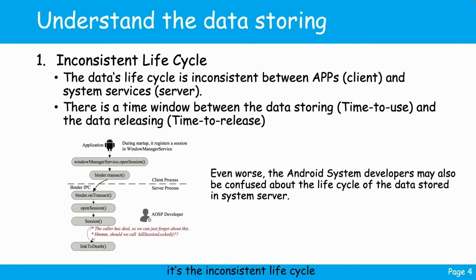First of all, is the inconsistent lifecycle. Android applications send data to the server process using Binder-based IPC. However, the data's lifecycle is inconsistent between applications and the system services. There is a time window between the data storing and the data releasing. Specifically, applications can freeze the data and recycle the occupied memory resources immediately, but the server process will hold the data for a long time in case it will be used in the future. In this way, applications can make the server process consume more resources than themselves.